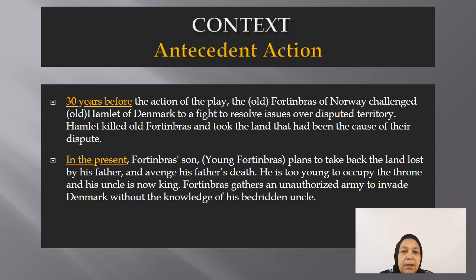He gathers an unauthorized army and is basically en route to invade Denmark without the knowledge of his bedridden uncle, and this is why Denmark at the moment is preparing for war, because the king realizes that they are going to be attacked quite soon and they need to prepare to defend the country. Claudius in Act 1, Scene 2 will also refer to this particular event when he discusses the issue with the ambassadors, which he then dispatches to Norway.